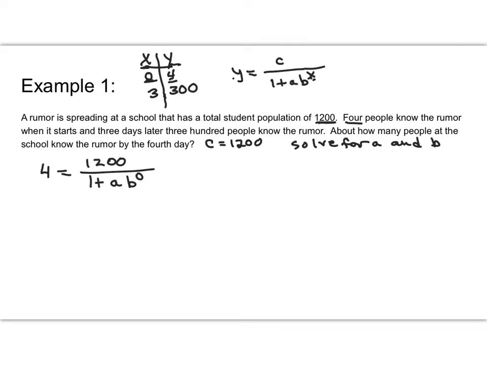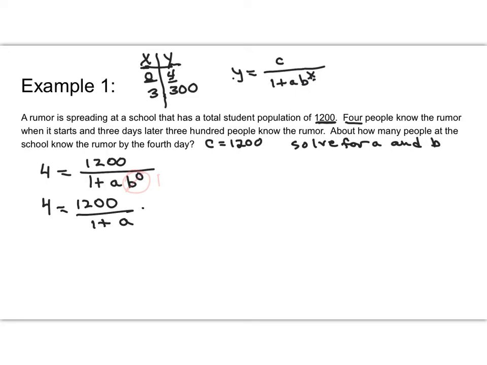All right, so the reason that we always solve for a first is right here. If we look at this, any number to the 0 is what? It's 1. So I don't have to worry about that. And I actually end up with 4 equals 1200 times 1 plus 1a, because b to the 0 is 1. Any number to the 0 is 1. And that's why we always solve for a first, because we can get rid of b when we plug in the value at 0.